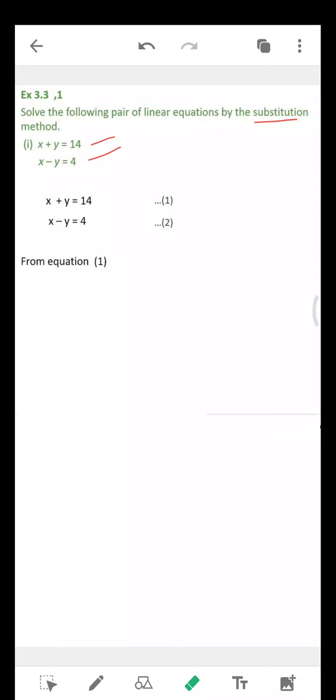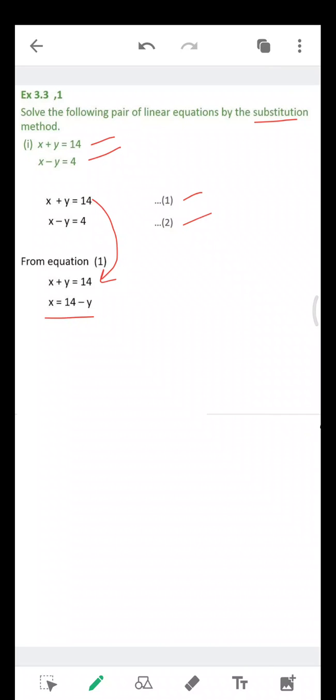So from equation 1 I am taking now. What is our equation 1? It is x plus y equals to 14. From equation 1 I'll take x value. I named the equations as 1 and 2 here. So what will be x value? x will be equal to 14 minus y.